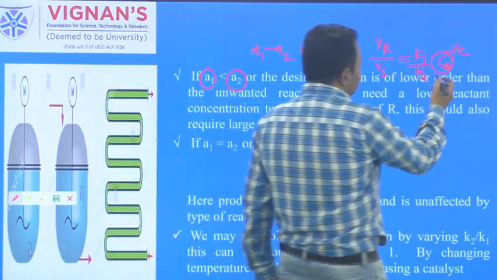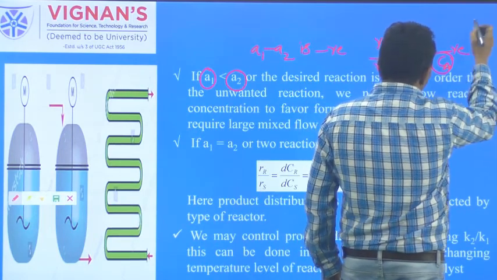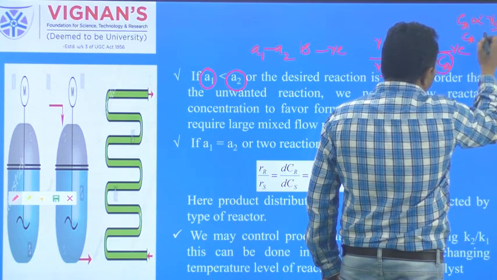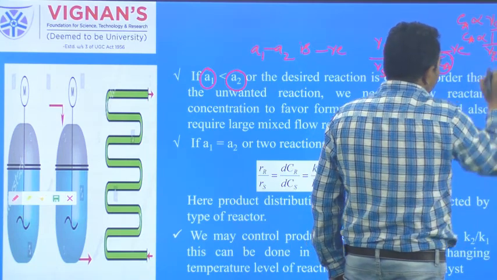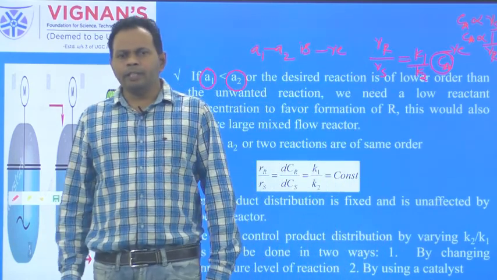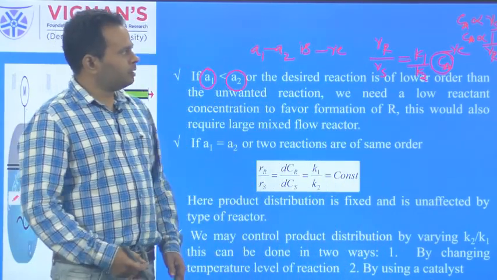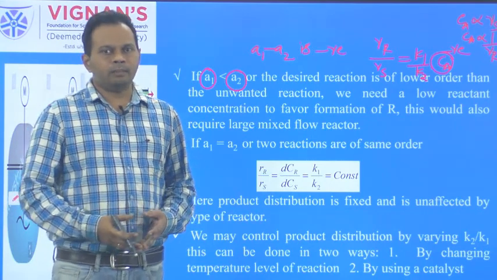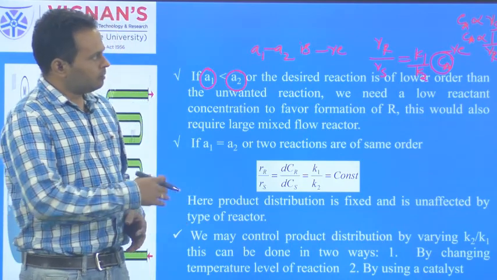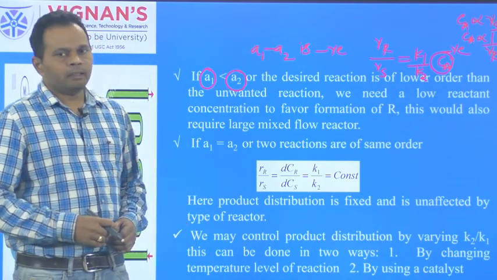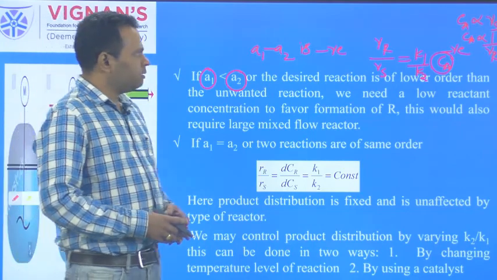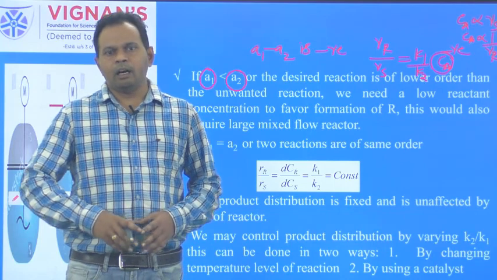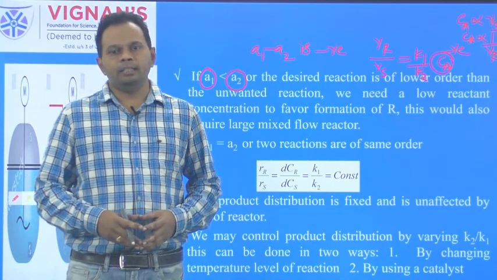Because when the Ca power is negative, Ca is directly related to Rs and inversely related to the formation of R. So when you maintain Ca high, the rate of formation of R is low. When you maintain Ca low, the rate of formation of R is maximum, that is, the desired product is maximum, and simultaneously the formation of S is minimum. So here the favorable reactor is the continuous stirred tank reactor, or mixed flow reactor, which is always favorable to maintain the low Ca.